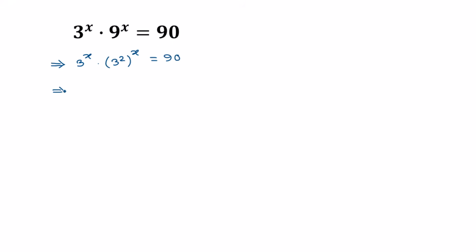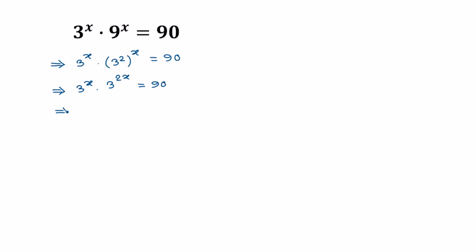So 3 to the power x times, applying the exponential formula a to the power m whole to the power n is equal to a to the power of m times n. Applying this formula, we can write 3 to the power of 2 times x, which is twice x, is equal to the right side, 90.